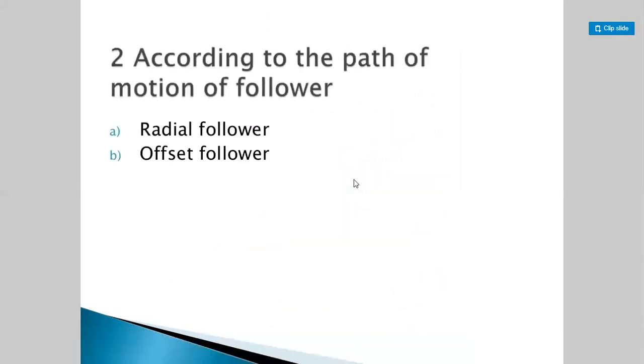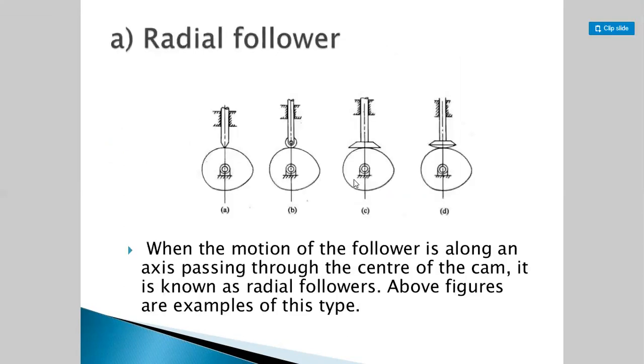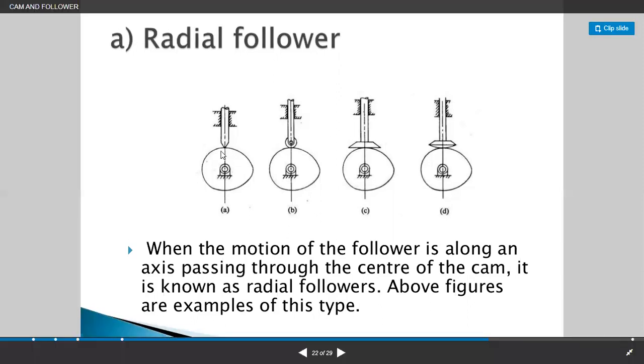According to the path of motion of the follower, two kinds of follower are used: the radial follower and the offset follower. When the motion of the follower is along an axis passing through the center of the cam, it is known as a radial follower. Suppose different kinds of follower are used: first a knife edge, second a roller follower, the third a flat face, and the fourth a spherical face.